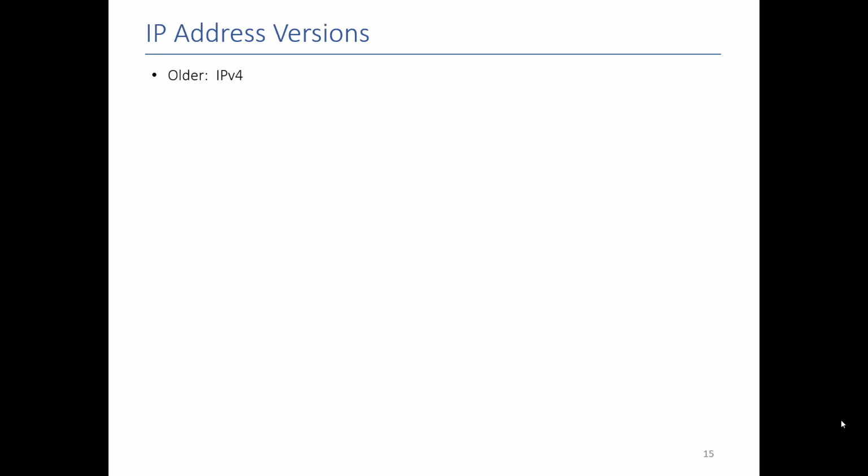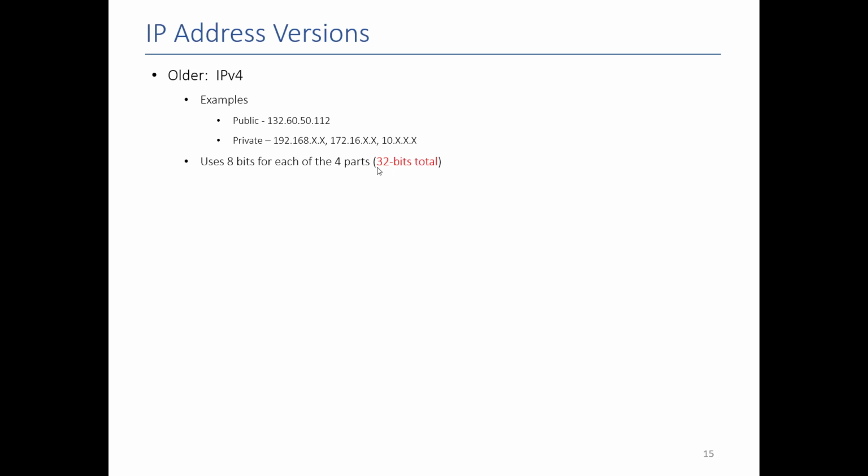When it comes to IP addresses, there are basically two versions that are in common use. The first one is IPv4, and this is the one you're probably the most familiar with. So it's 4 numbers separated by periods. Each of these numbers is technically an 8-bit number, so it's a value between 0 and 255. And there are 2 to the 32 possible addresses.